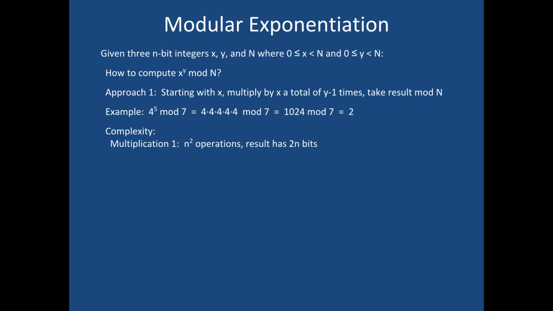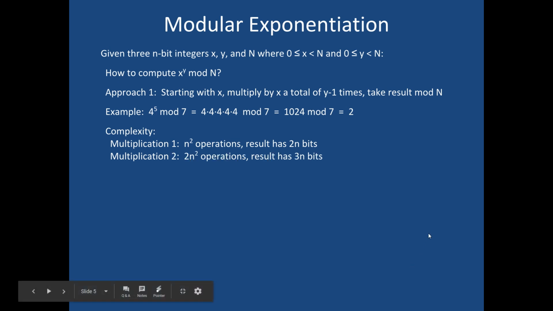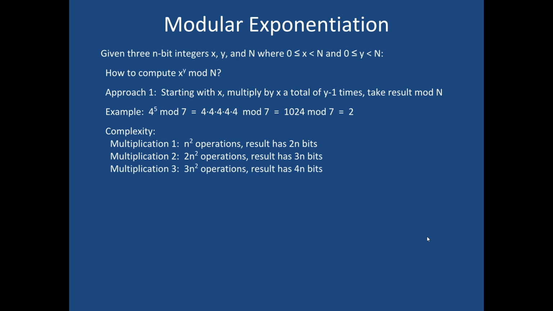How much worse is it? So the first line we multiply n bit number by n bit number, and that took n squared operations. Is it worse to multiply a 2n bit number by an n bit number? How much worse? Yes, twice as hard, twice as many steps. So you end up with 2n squared operations with a 3n bit result. And then the next step, you'll do 3n squared operations and have a 4n bit result. And the final one, you'll have (y minus 1) times n squared operations, and the result will have yn bits.